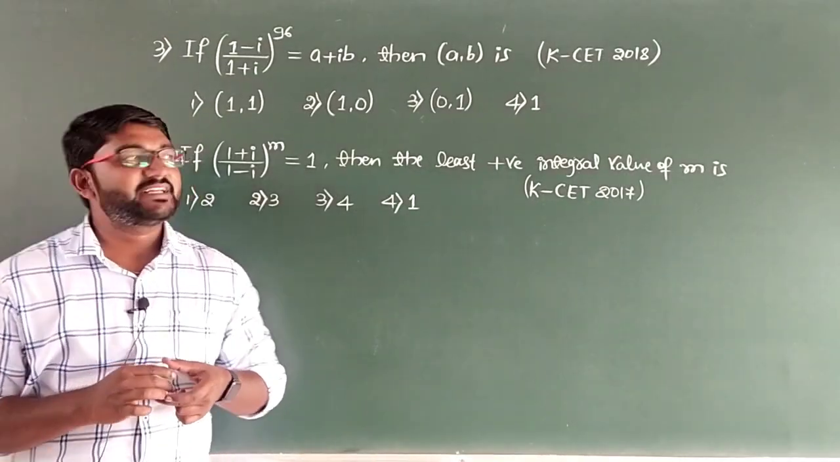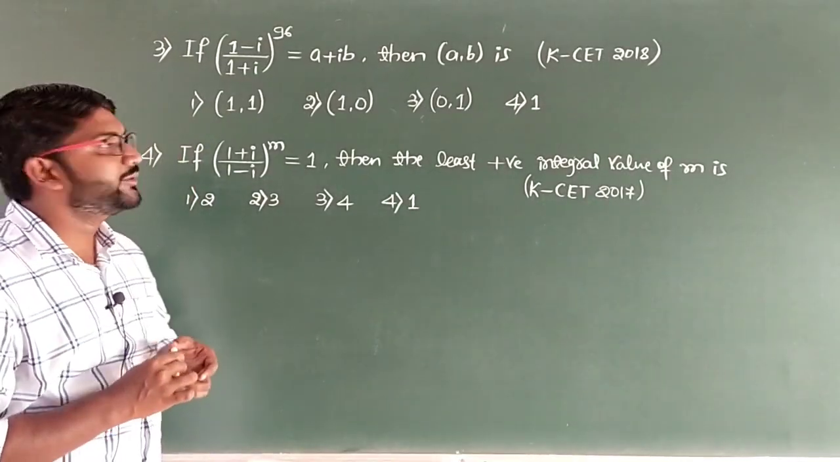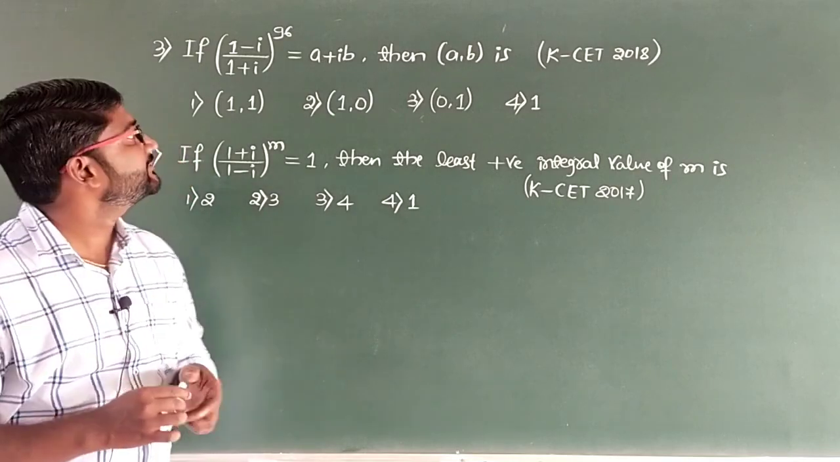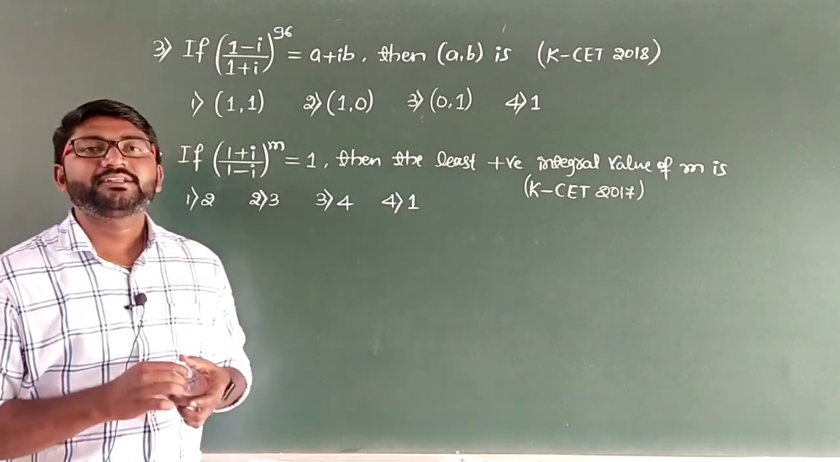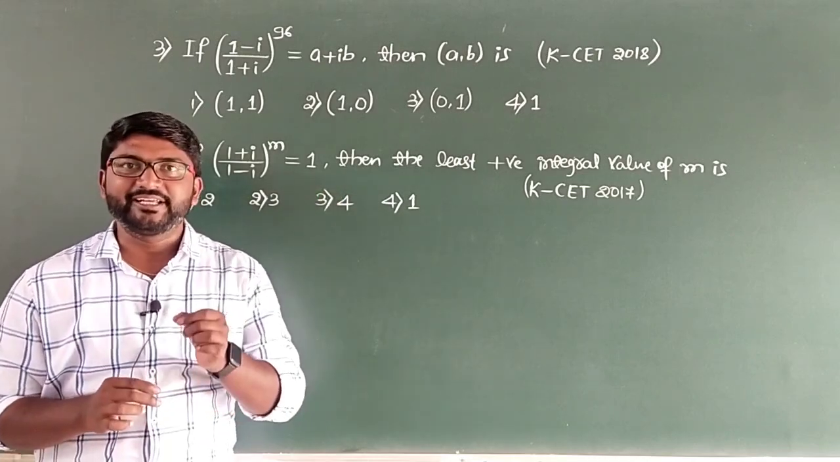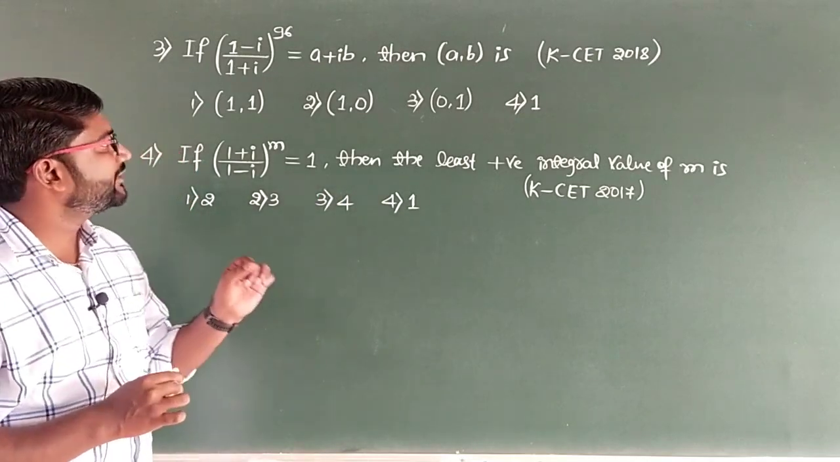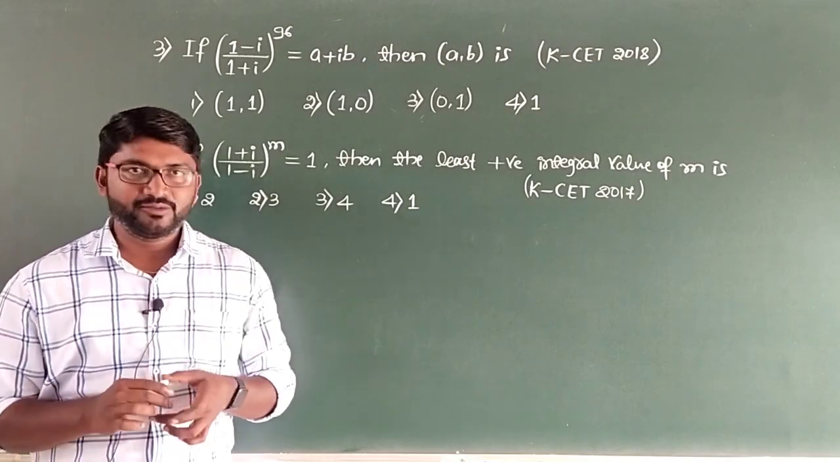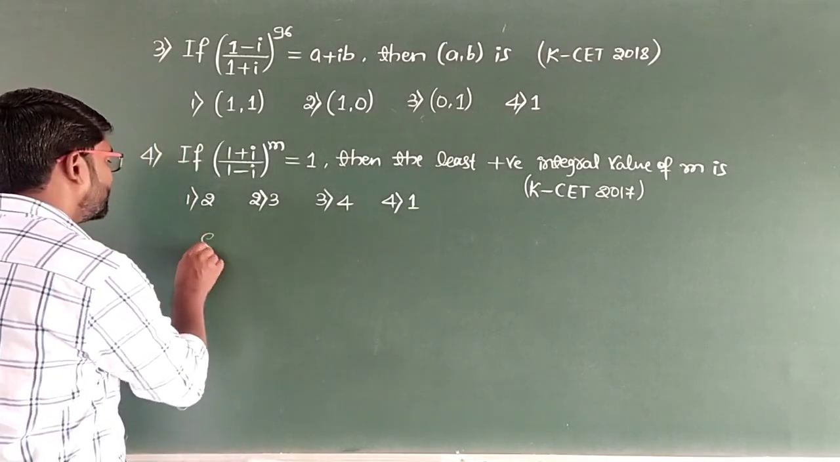Well, question number 3 is, if 1 minus i by 1 plus i whole to the power 96 is equal to a plus ib, then a comma b is, and this question was asked in Karnataka CET 2018. The 4 options are 1 comma 1, 1 comma 0, 0 comma 1 and 1. So let us solve question number 3 here.